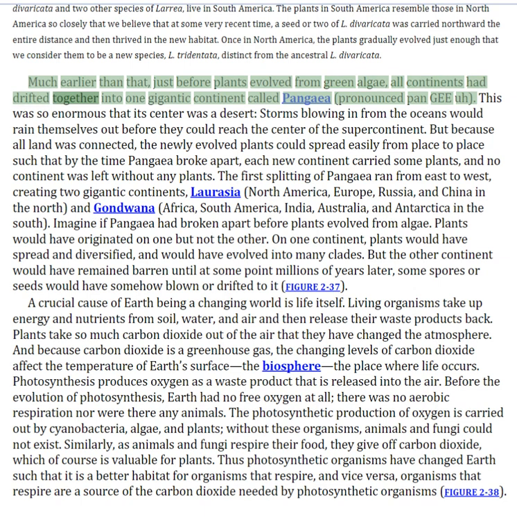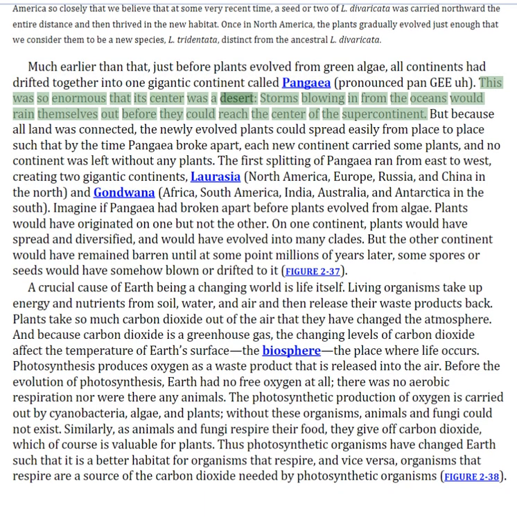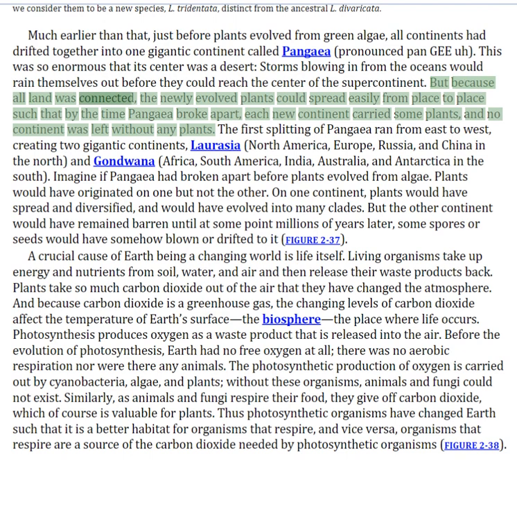Much earlier than that, just before plants evolved from green algae, all continents had drifted together into one gigantic continent called Pangaea. This was so enormous that its center was a desert. Storms blowing in from the oceans would rain themselves out before they could reach the center of the supercontinent. But because all land was connected, the newly evolved plants could spread easily from place to place, such that by the time Pangaea broke apart, each new continent carried some plants, and no continent was left without any plants.